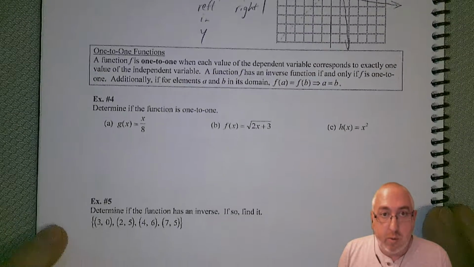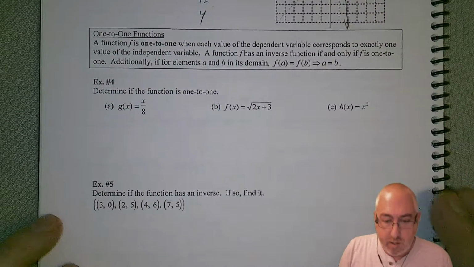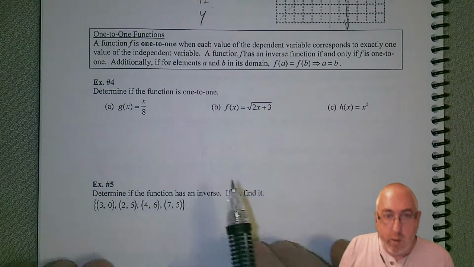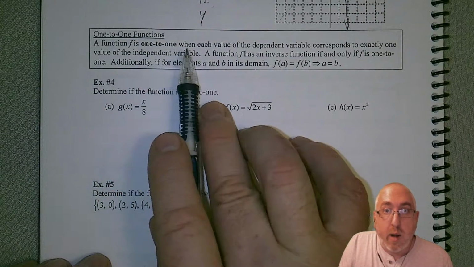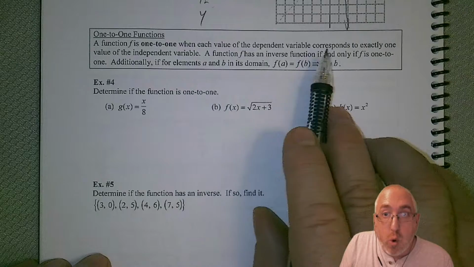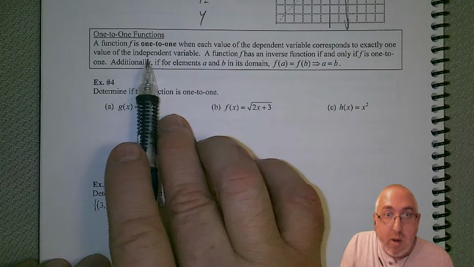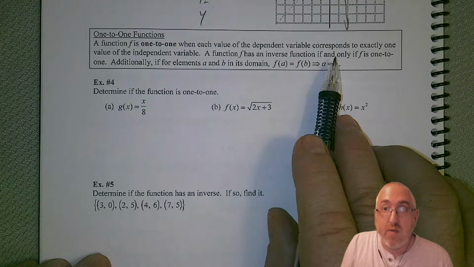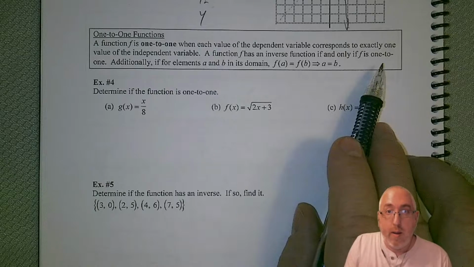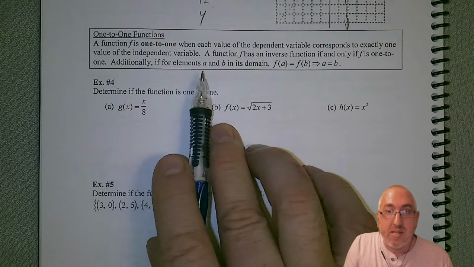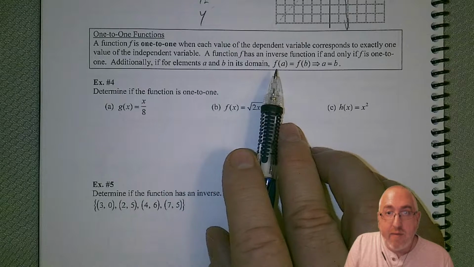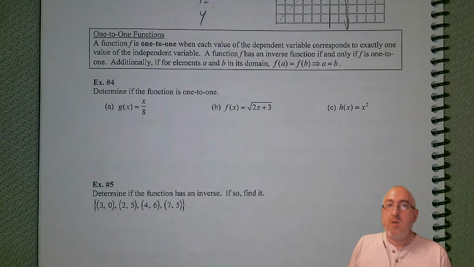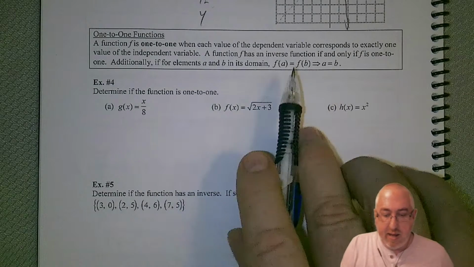And that goes back to some analyses of that function. And one of the things that we're going to need to see happen is that it's 1-to-1. So what is 1-to-1? Well, 1-to-1 is when each value of the dependent variable corresponds to exactly one value of the independent variable. A function f has an inverse if and only if f is 1-to-1. Additionally, if for elements a and b in its domain, f of a equals f of b implies that a equals b. So the big part of this is that tail end piece.